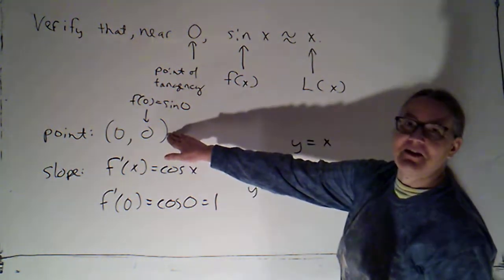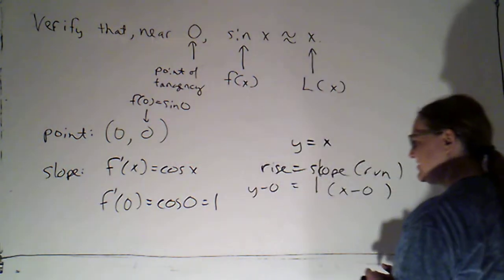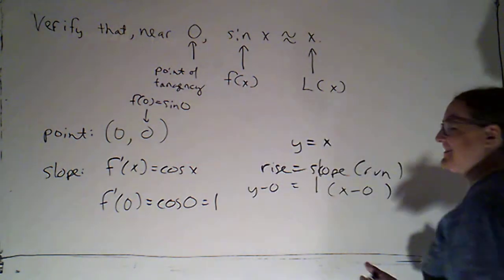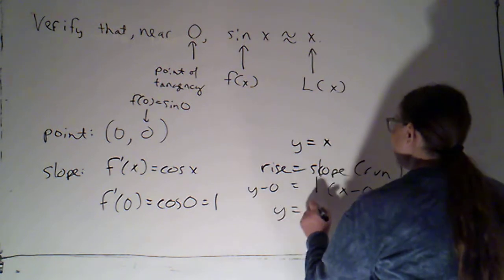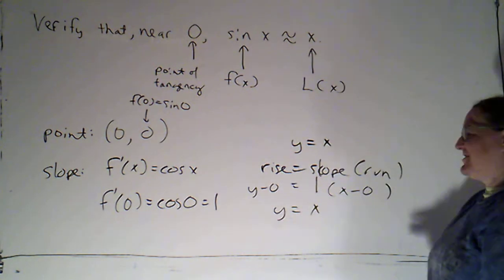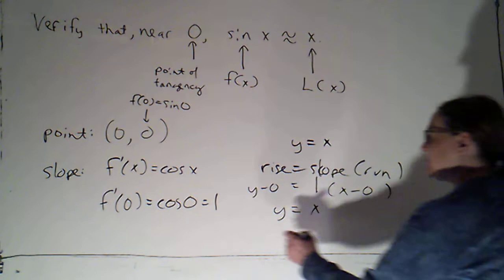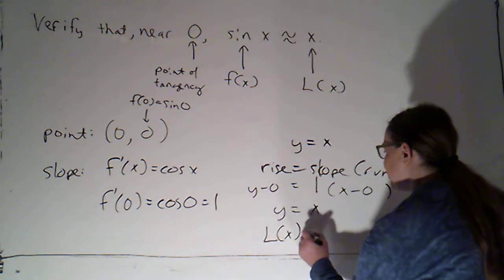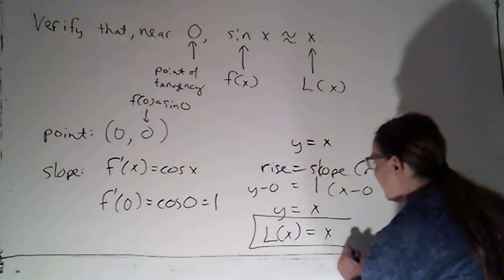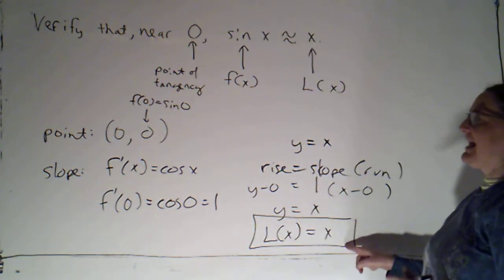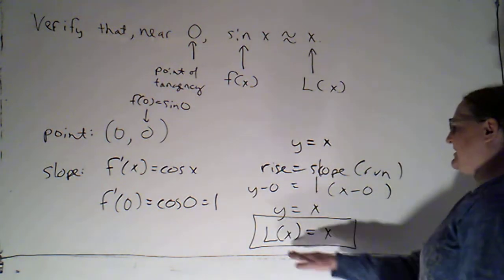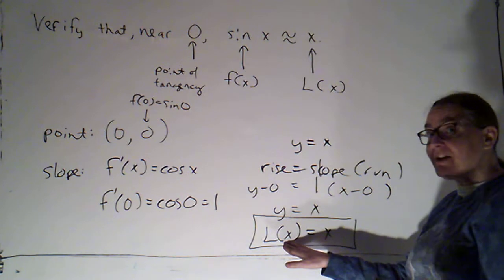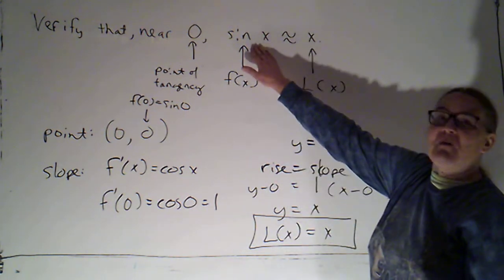So when you're using the origin as your point of tangency, which of course you can only do if the origin is on the graph of the curve, the rise is just y and the run is just x. So we get y equals x, and of course I might choose to call that L of x equals x to say, oh, yes, this is the y value on the tangent line. This is the y value on the curve.